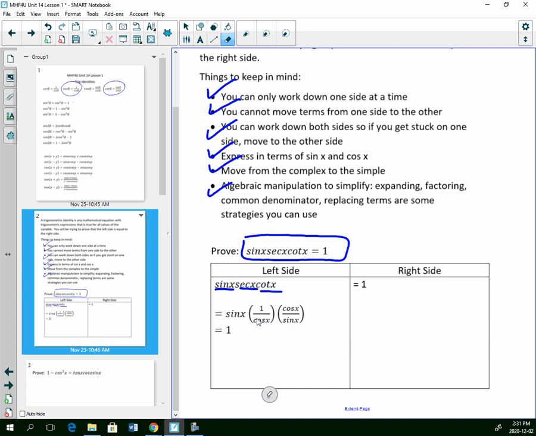And then I look to, how do I simplify? Well, this one I can just reduce. So sine reduces with sine, cosine reduces with cosine, and my answer is 1. Therefore, the left side equals the right side. That's a very basic proof. Change to sine and cosine. What can you do to simplify? In this case, I can reduce.